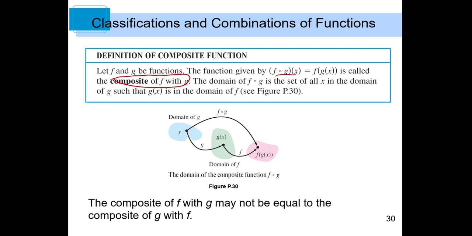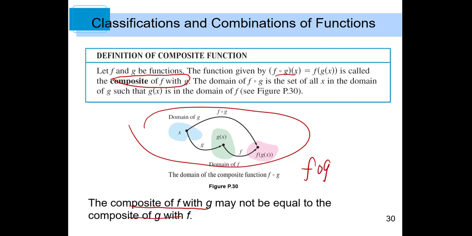Okay. And also this diagram shows you the relationship, right? The domain. Yeah, so for the composite f composite of g, the domain will satisfy both the domain of f of x and g of x. And the composite of f with g may not be the same as the composite of g with f, right? Meaning f composite of g is not equal to g composite of f. Same thing as saying f of g of x is not the same as g of f of x.